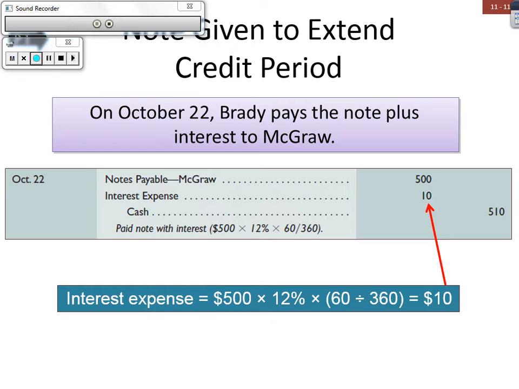So $500 was the principal amount times the 12% interest rate, which means that it earned an interest of $10, and then multiplied by 60 over 360. Why do we do 60 over 360? It was only a 60-day note, and it's 360 days within a year. Everybody understands that, right?